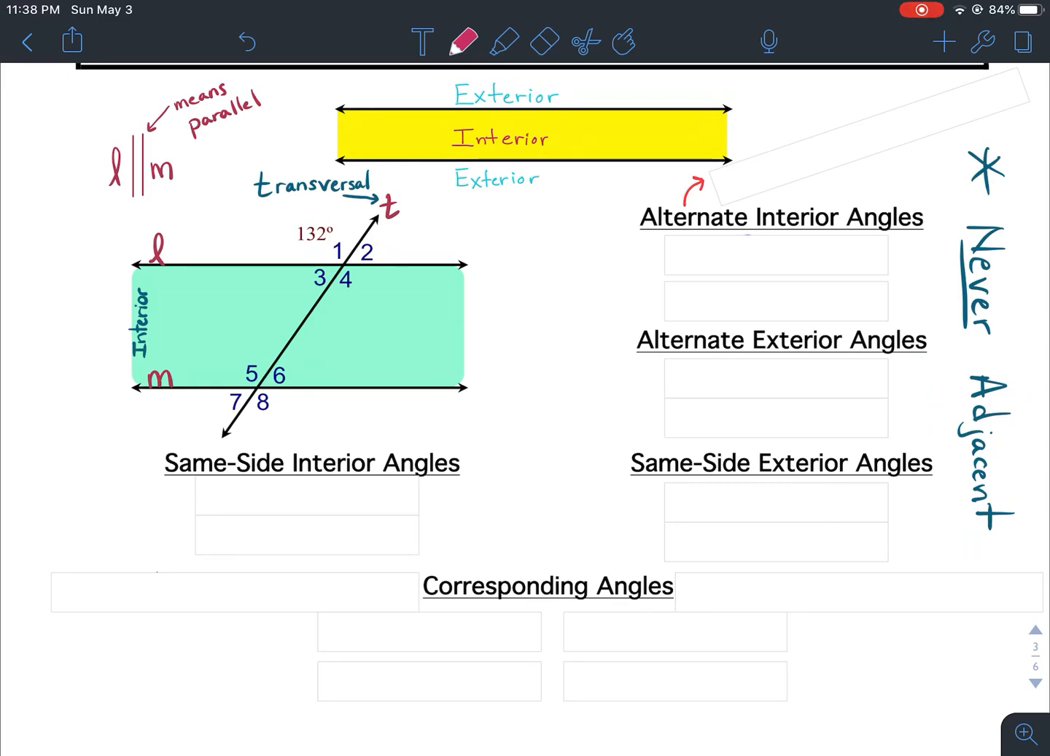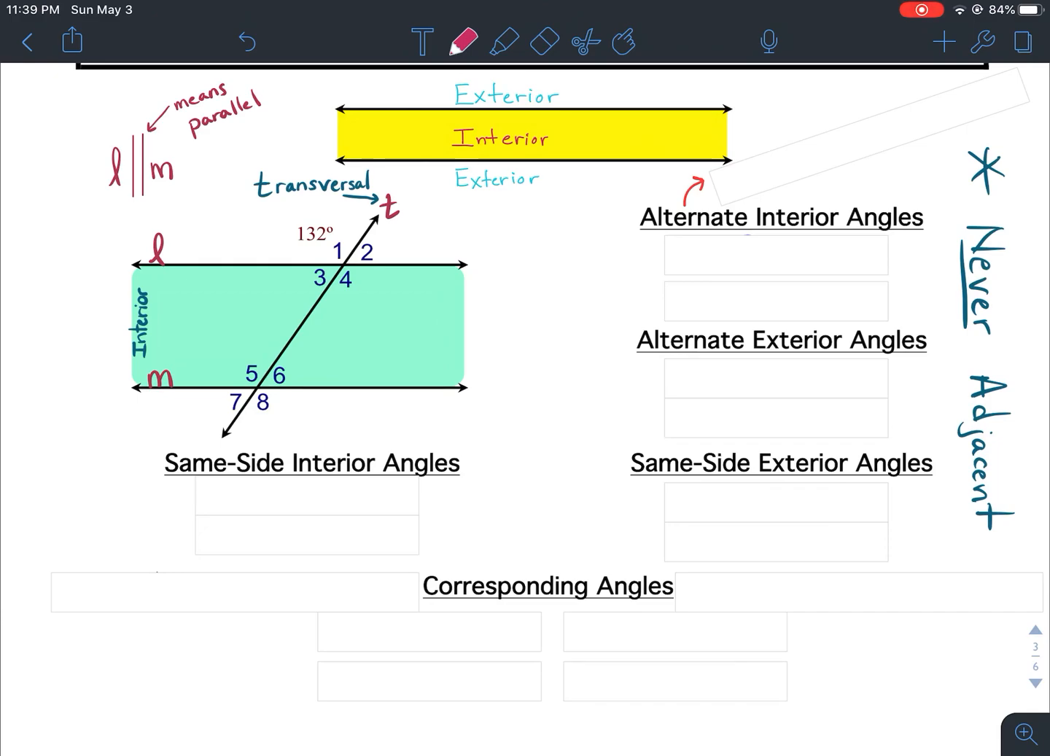Okay, so now we're going to be talking about two parallel lines cut by a transversal. When you have parallel lines cut by a transversal, then special angles are formed. The special angles that are formed are alternate interior angles, alternate exterior angles, same side interior angles, and same side exterior angles. And then the last type will be corresponding angles.